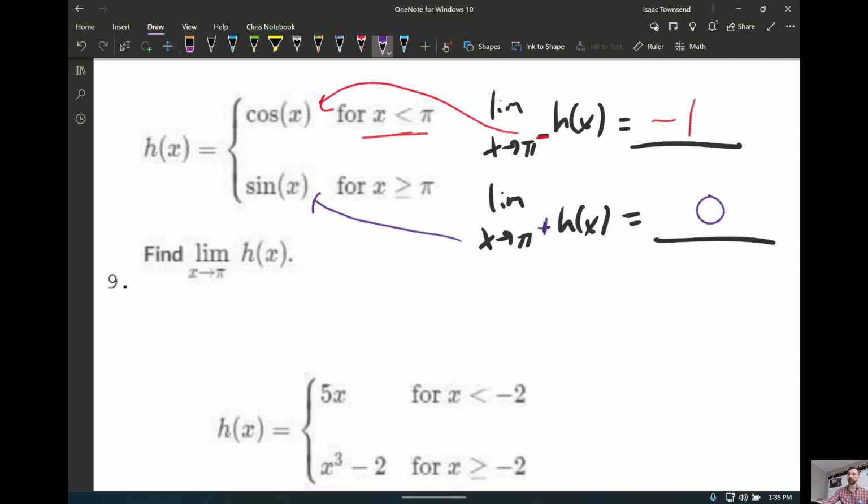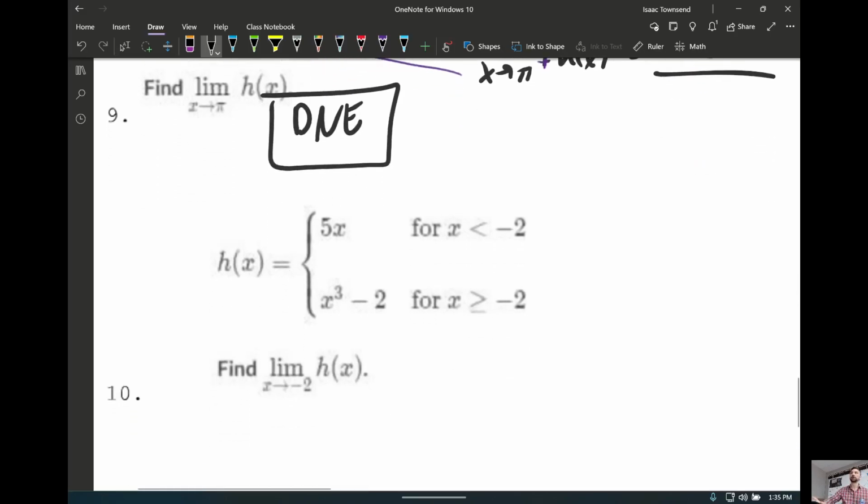If the question was right only, this would be your answer. But this one doesn't say, so that implies both. If it's approaching a different number on the left and the right, that limit doesn't exist. Okay, you take a moment and try question 10.